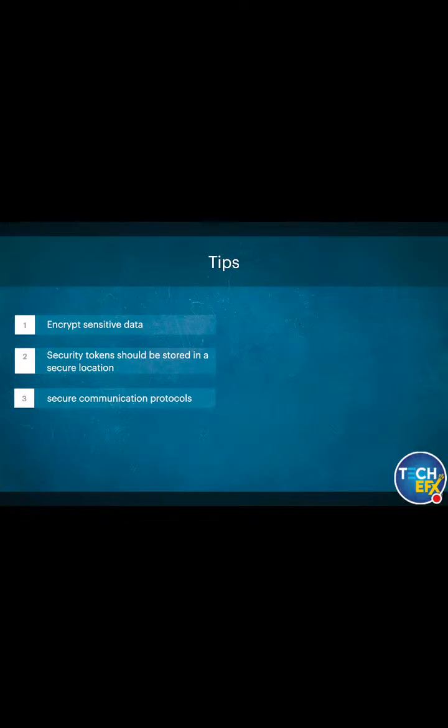Use secure communication protocols such as HTTPS or SSH to protect data in transit. Use a secure key management solution to protect the encryption keys used to encrypt data. This ensures that only authorized parties can access the data. Use multi-factor authentication to provide an added layer of security. For example, a user will be required to provide a fingerprint and a security token to gain access.